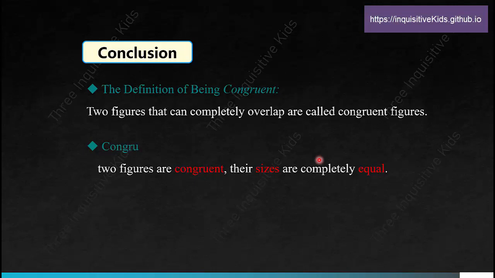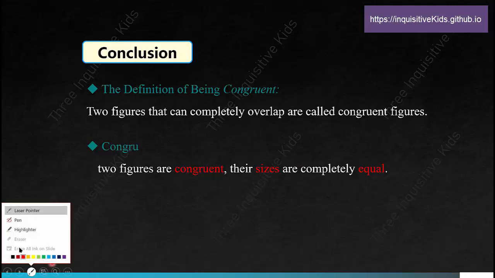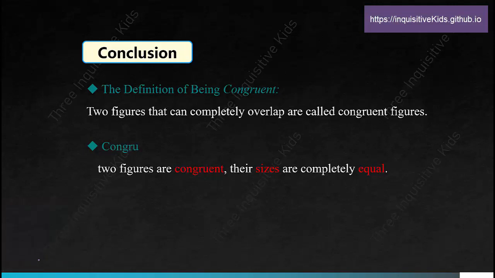There are two main points you want to write down in your notepad right now. So one, two figures that can completely overlap are called congruent figures. Complete overlap means no more, no less, exactly that much, in that shape and that size. Remember, the color of how it looks doesn't matter, just the size. And the congruent property is that two figures that are congruent have sizes that are completely equal.